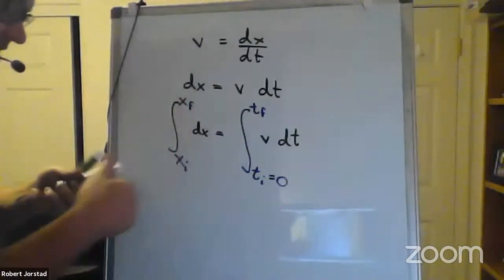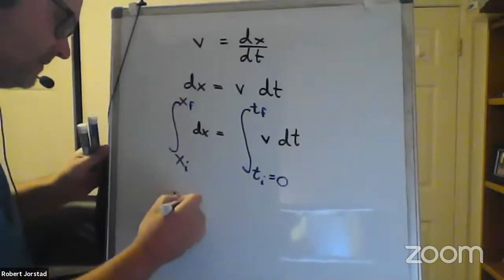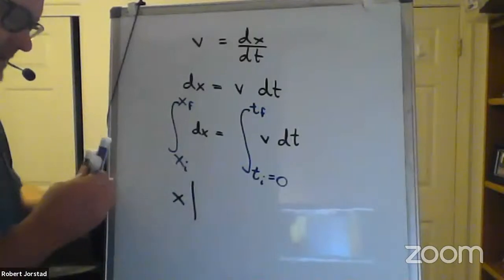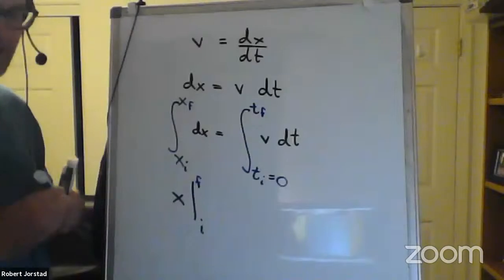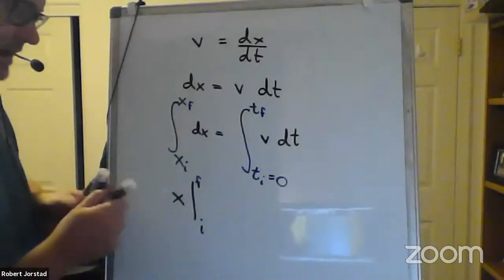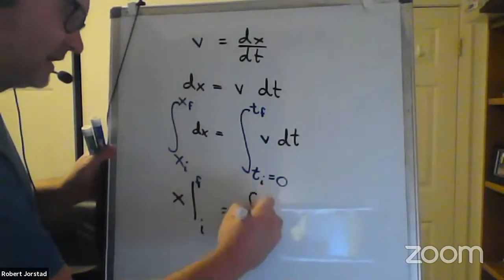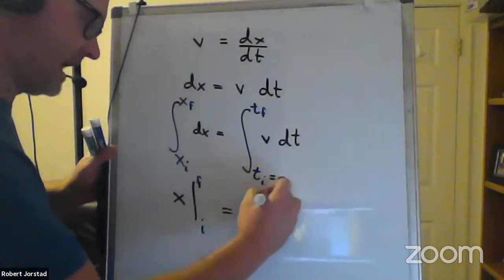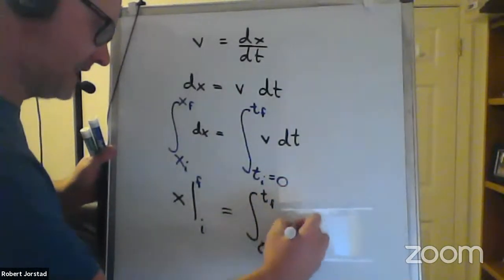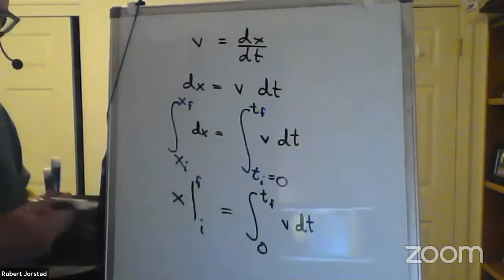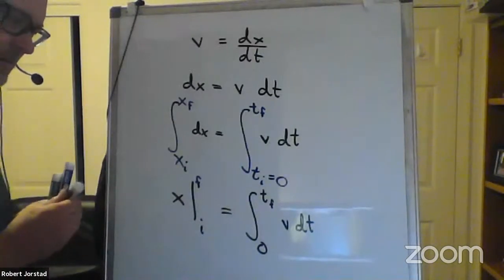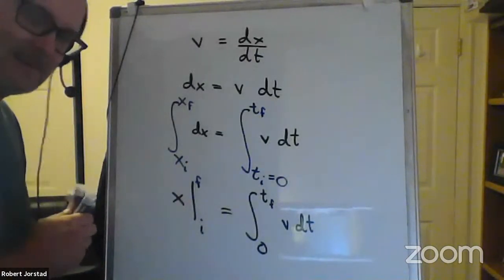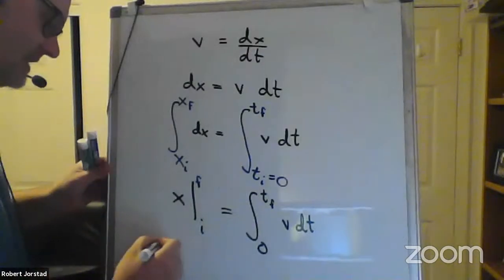That means when we do this integral, we actually get x evaluated at, sometimes I get lazy and I just write initial and final instead of x initial and x final, is equal to the integral from 0 to some time t final of velocity dt. Now, when you do this one, what do we get over here? When you put in the limits, what do you get? Delta x. Yeah, you get delta x.